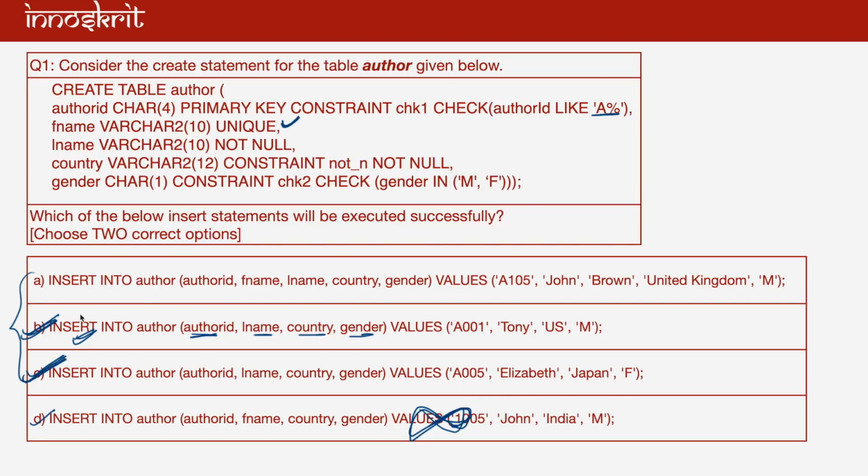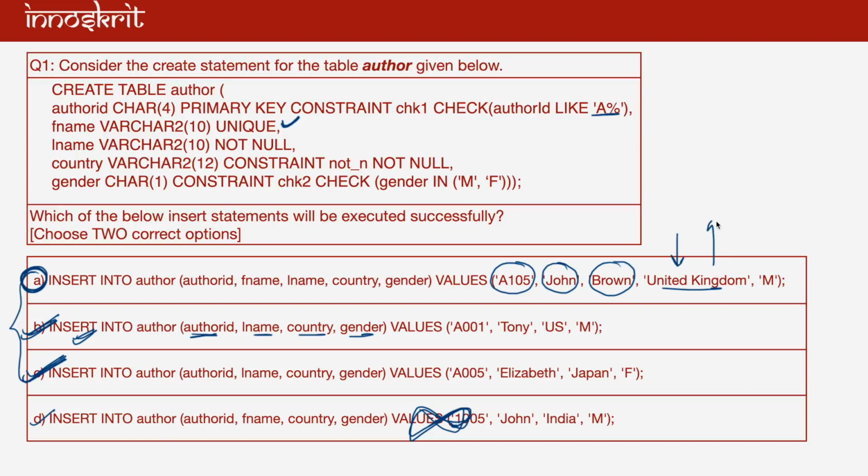Okay, now let's look at option A. You must be thinking that option A is not going to be correct because of this United Kingdom. See, this author ID is fulfilling the constraints. John is also fulfilling the constraint. Brown is also fulfilling the constraint. It is a simple first name and last name. Now you must be thinking, yaar, country size should be 12 only, but it is exceeding the 12 size. So it's not the case.